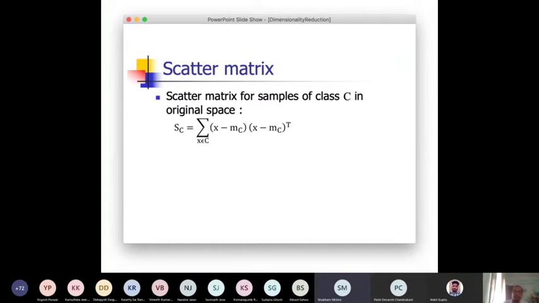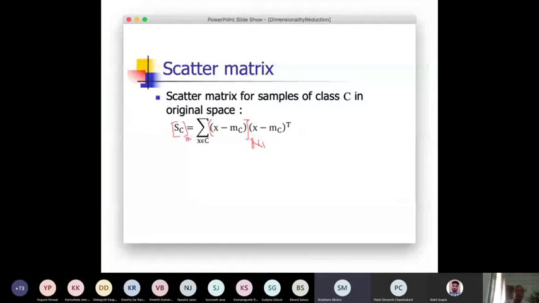D cross 1. Yeah. So this is a column vector. So the dimension of this would be D cross 1, right? Fine. So what should be the dimension of SC? D cross D.